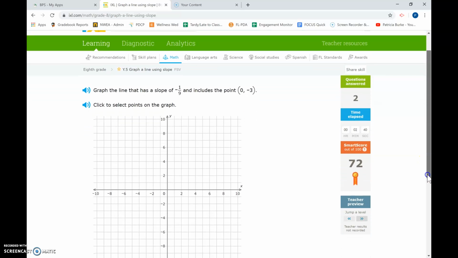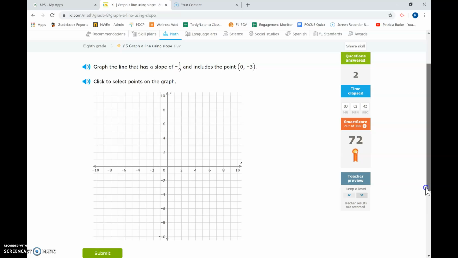And we are going to graph the line that has a slope of -1/9 and includes the point (0, -3). All right, (0, -3): 1, 2, 3. Click on that point there.